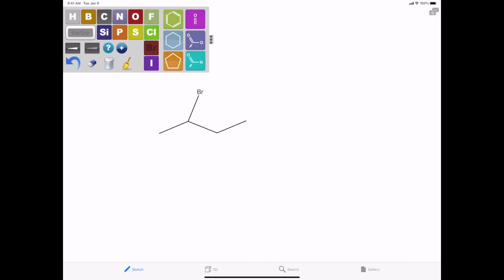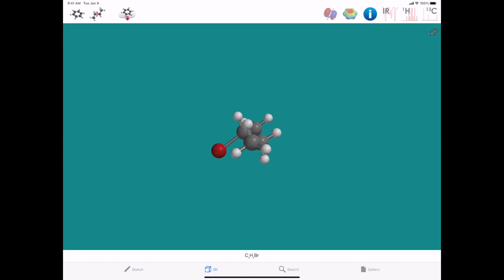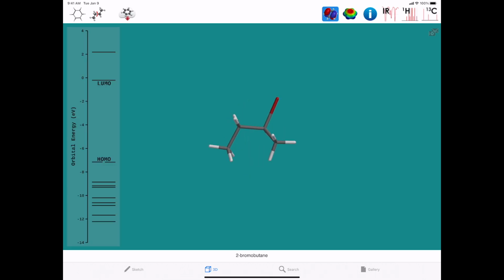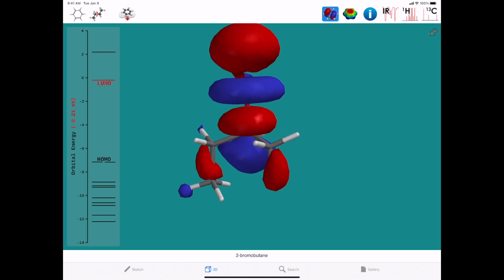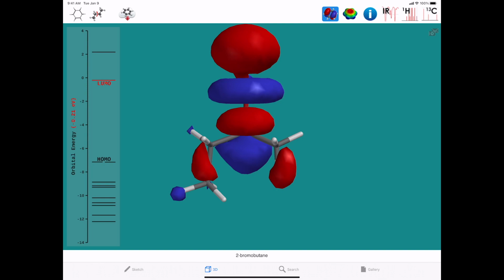This is our alkyl halide that we drew in our SN2 example. And here I'm going to show you what the HOMO and LUMO are. Okay, so you expect the LUMO to be the carbon-bromide sigma star. And for the most part, it is.